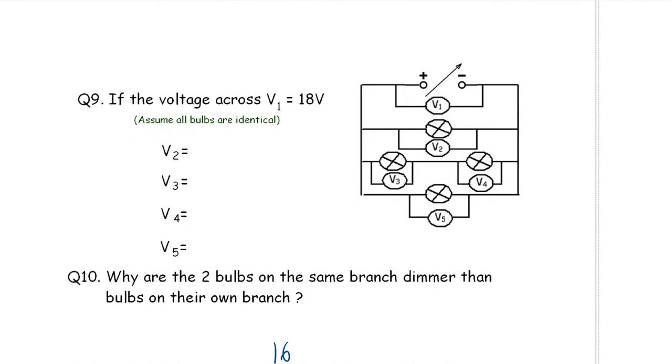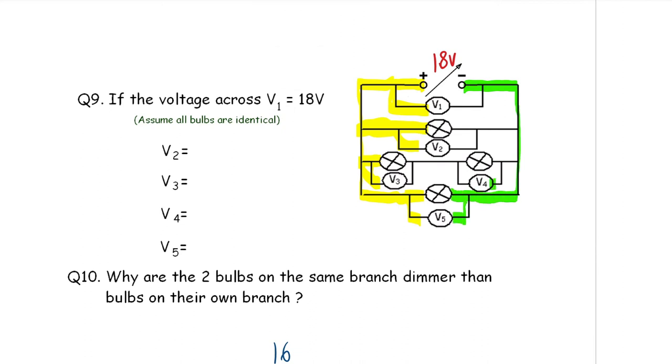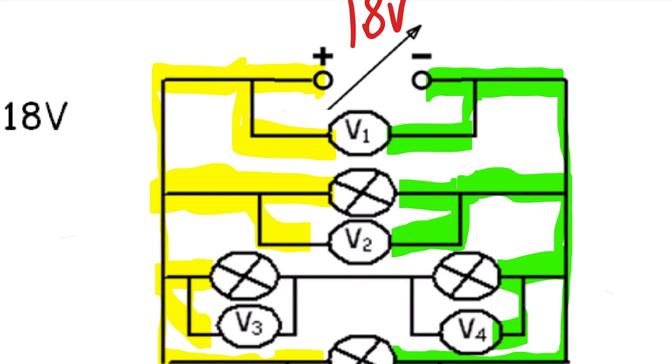Question 9. Let's look at question 9 together. If the voltage across V1 is 18 volts, let's label a few things. That's 18 volts. Then again, think of it this way. Everything this side is going to be 18 volts up to there. And everything that's on the negative side here is going to be 0 volts. So all this here, 0, 0, 0, 0, 0, 0, 0. If we zoomed in on V1, think of it like this. You've got 0 volts this side and 18 volts this side. So across V1, you've got 18 volts. It's the same here. Yellow on the left-hand side, green on the right, so 18 volts. Same.